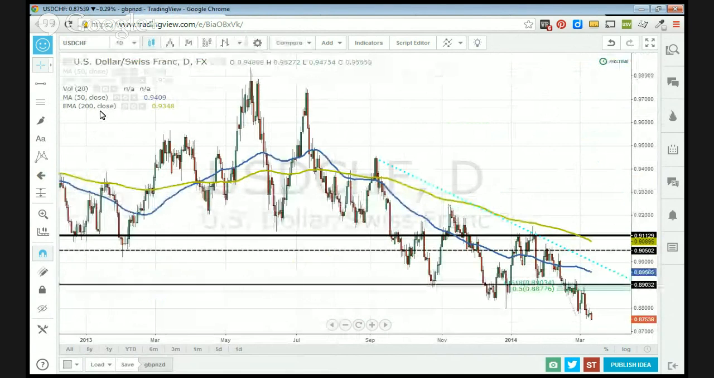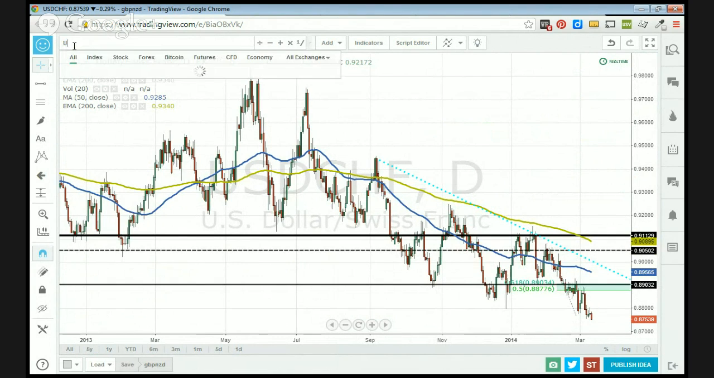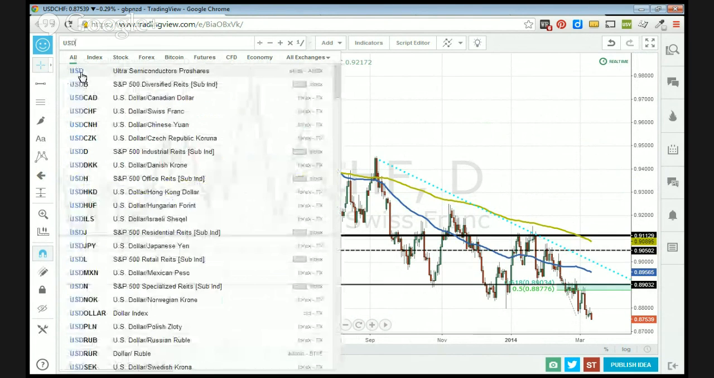Okay, dollar Swiss, similar to euro dollar. Need more of a pullback, really. The level marked 89.03. That's dollar Swiss. We just slipped that.